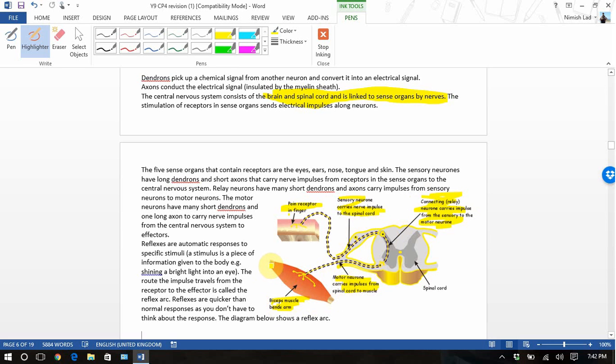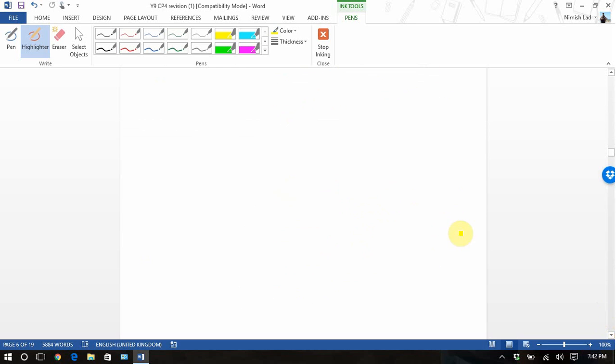Same thing when shining light into eyes, that's why eyes squint, because the stimulus is the light going into the eye. The sensory neuron picks it up, sends information to the relay neuron, which sends it to the motor neuron, then to the muscle, which makes your eye close. So that there is the reflex arc. And that is the end of the biology video for CP4 for Year 9 GCSE Science.